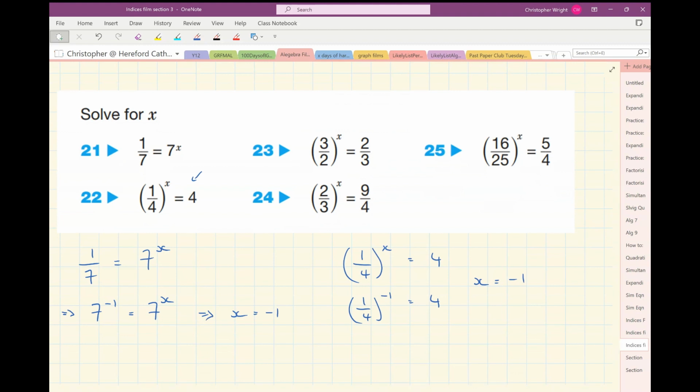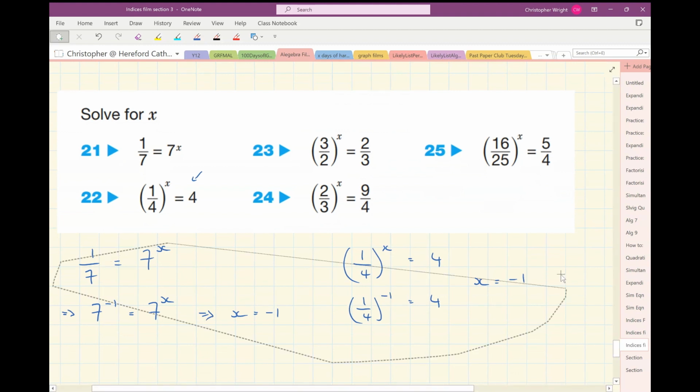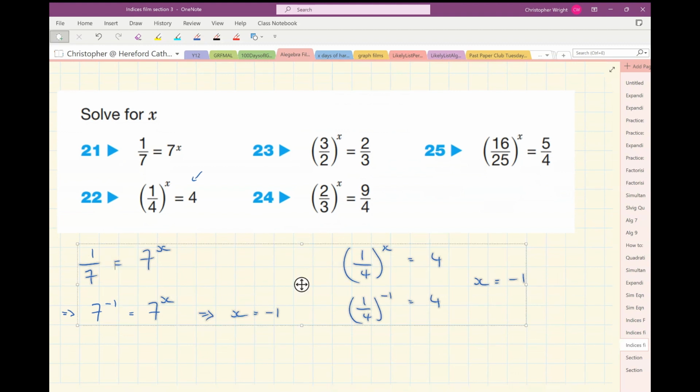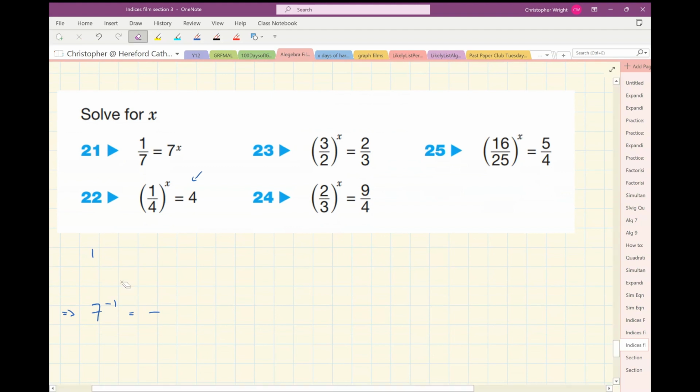Let's have a look at number 23. So number 23, I've got 3 halves to the power of x equals 2/3. Well, it must be 3 halves to the power of minus 1, mustn't it? So x will equal minus 1.